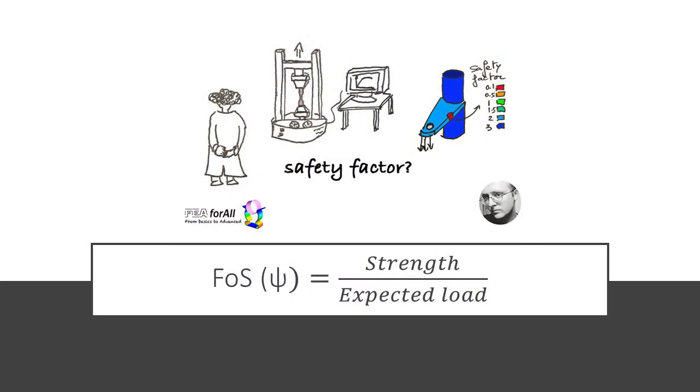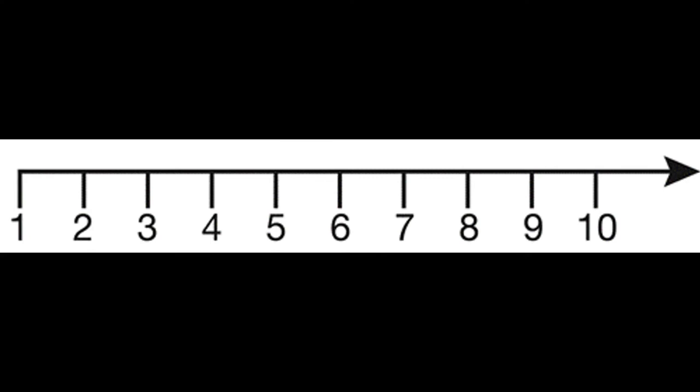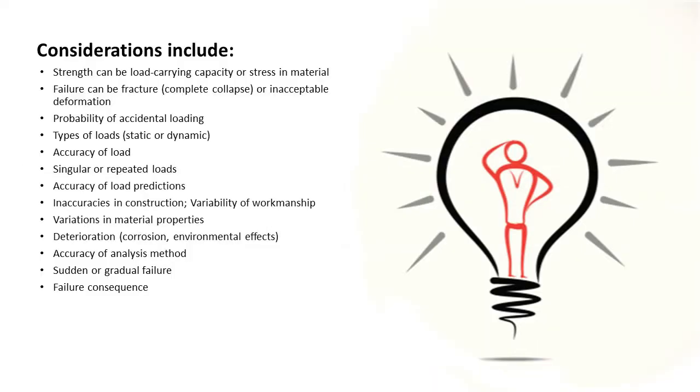Factor of safety is simply the ratio between the strength of materials to the expected load. Its value must always be greater than 1 for a safe design. Most factors of safety range from 1 to 10. Before calculating the factor of safety, these considerations must always be included.